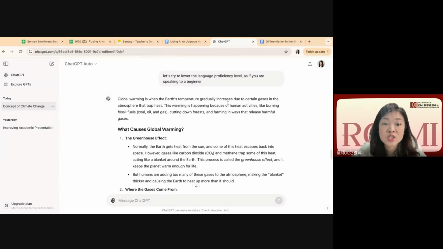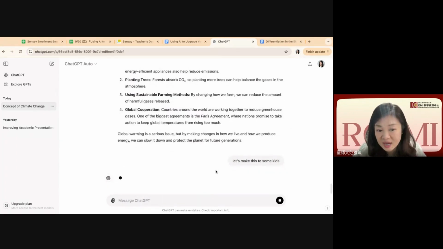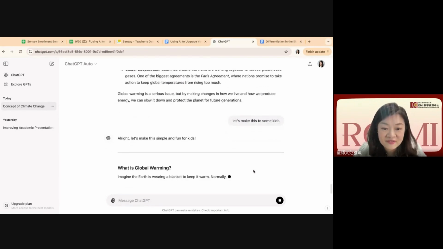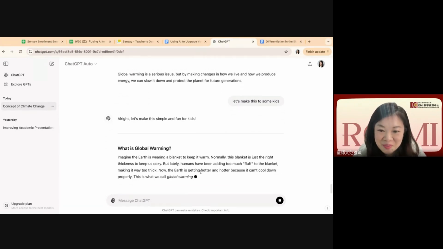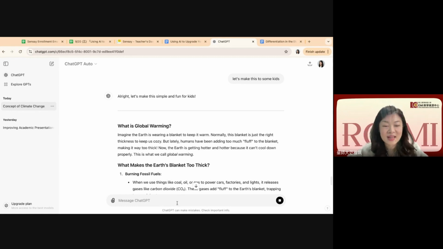Ask ChatGPT to try a lower language proficiency level. You can also give your prompt in other ways, saying, let's make this for some kids, okay? And then see how it goes. It can go, make it fun. Imagine that the world is wearing a blanket. Okay, I think that's a little bit too much. Normally, this blanket is just the right thickness to keep us cozy, but lately humans have been adding too much fluff to the blanket, making it way too thick. Okay, I think that's a little bit too much. But you can also do this.